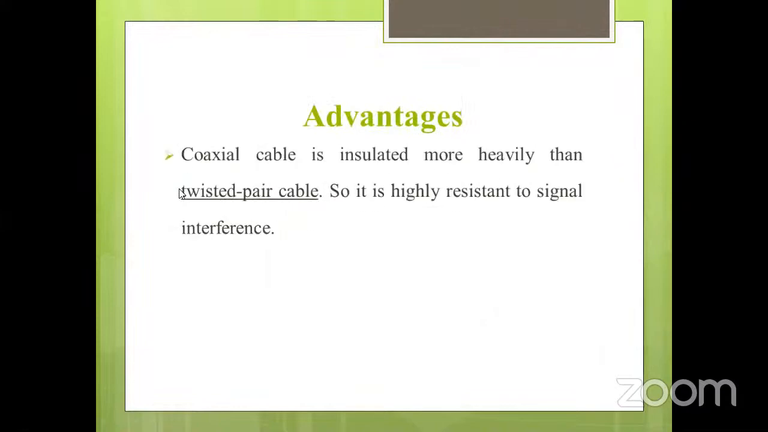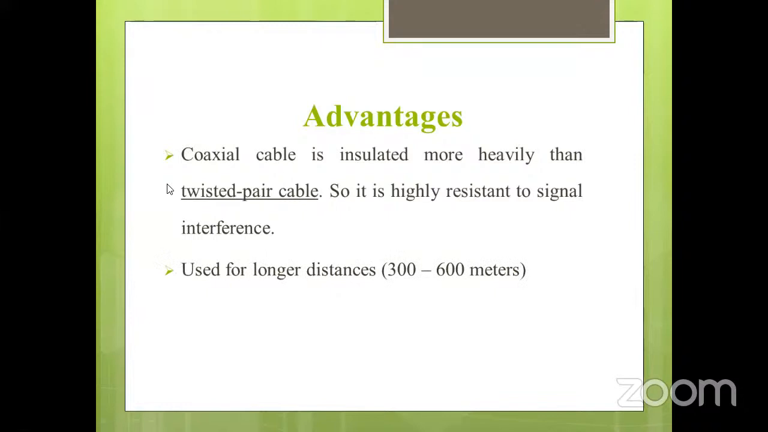So we look at the advantages of coaxial cables. One, because we've said coaxial cables have three layers, these layers make it more heavily insulated. So coaxial cable is insulated more heavily than twisted pair cable. And since it is insulated heavily, there are not going to be as many interferences as in twisted pair cable. Interferences in coaxial cable are going to be few because it is resistant to them. So do not expect signal interferences. The network will be clear compared to the one that uses twisted pair cables.